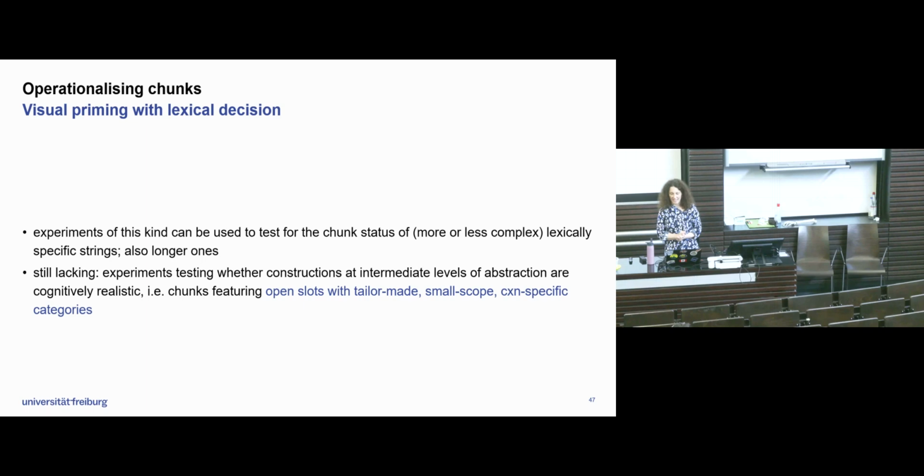What is still lacking is experiments testing whether constructions at intermediate levels of abstraction are cognitively realistic. So something like have a Y, okay? And that's where Lotte comes in because, yeah, we spent a lot of time thinking about that. So how priming could be combined with constructions that might be represented at mid-levels of abstraction.